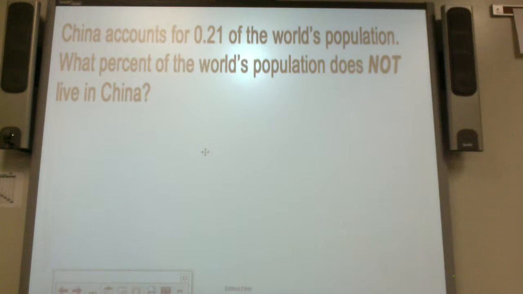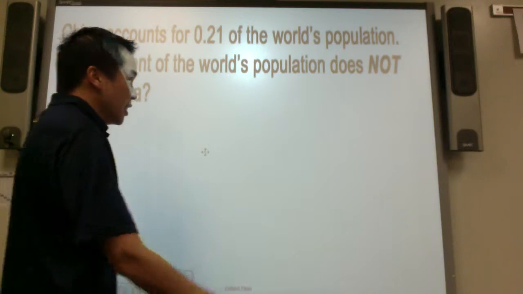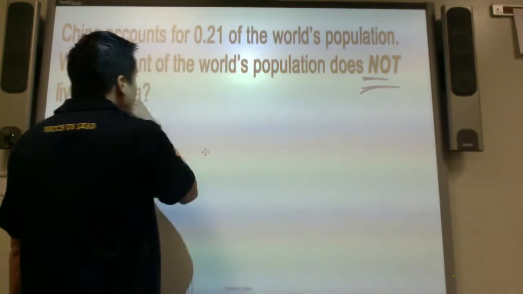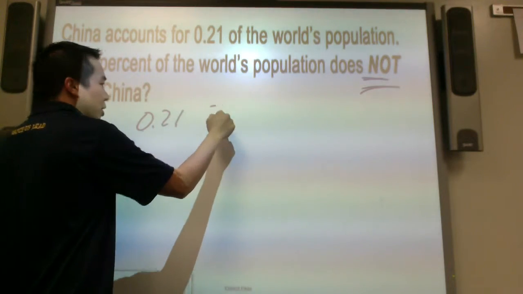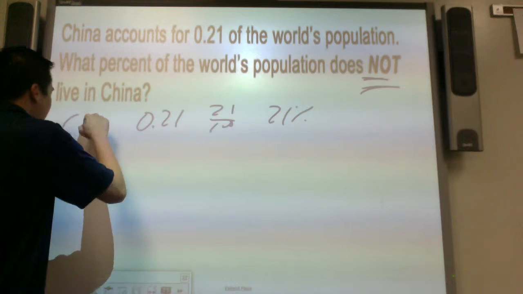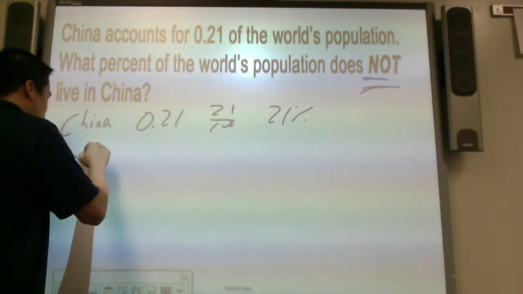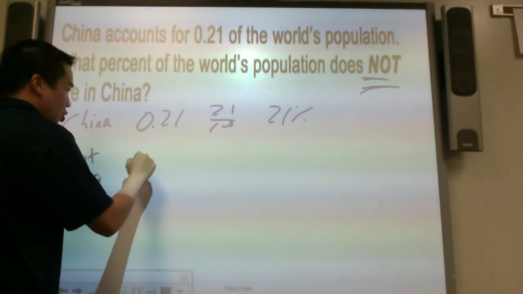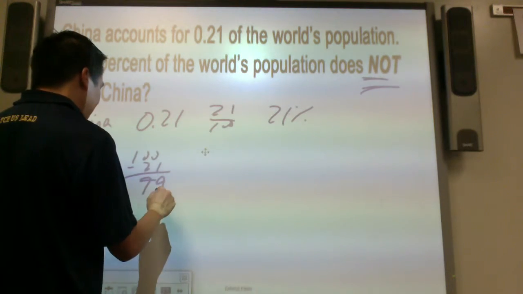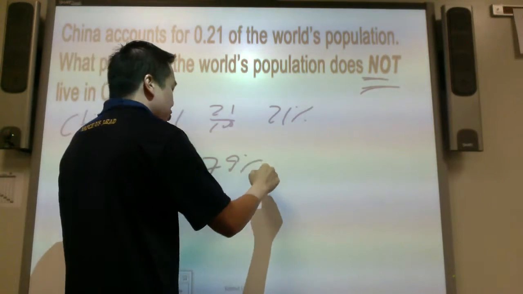China accounts for 0.21, or 21 hundredths, of the world's population. What percent of the world population does not live in China? So first of all, is this 21 hundredths or 21%? That's how many percent live in China, not outside China. So 100 minus 21 is 79. 79% do not live in China.